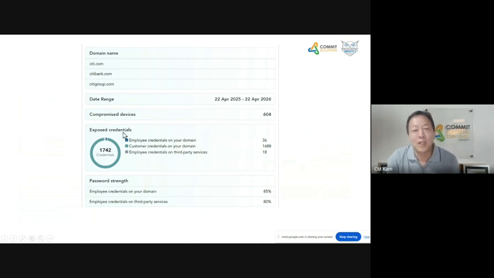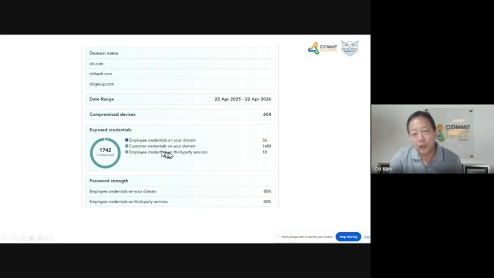And for exposed credentials, there are 3 areas that we look at. One is the employee credential on the domain, which means these are your own employees' credentials, your employees logging into your own domain. Then there are customer credentials on your domain, meaning the domain that you open for a customer to interact with you, right? As I say, it can be paying a bill, requesting a quotation, submitting a purchase order, whatever, right?